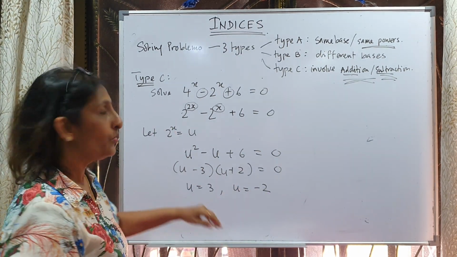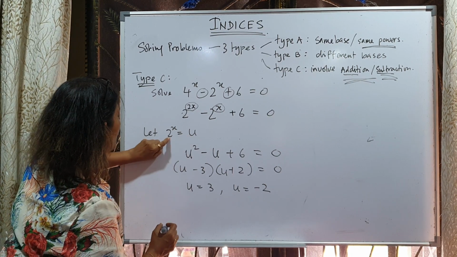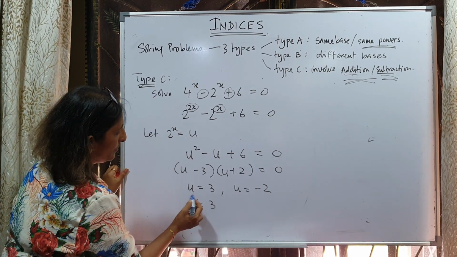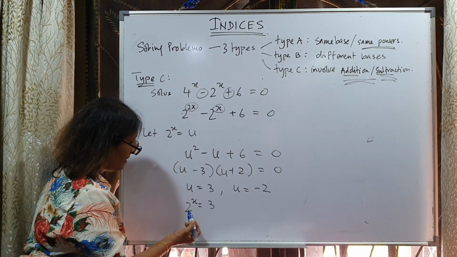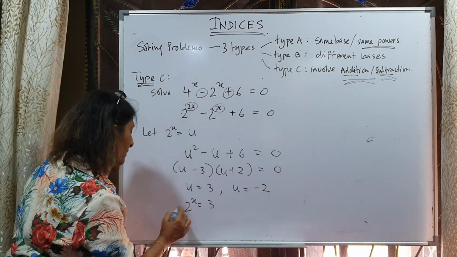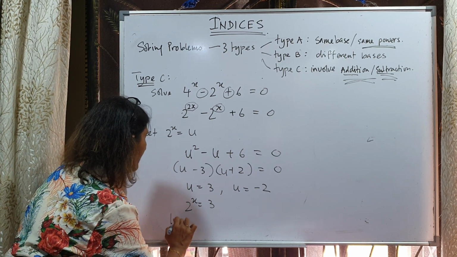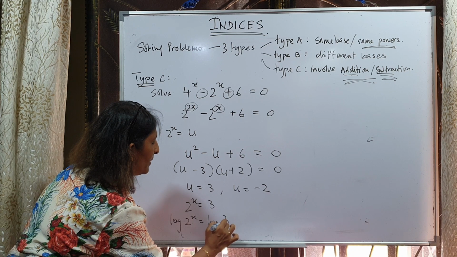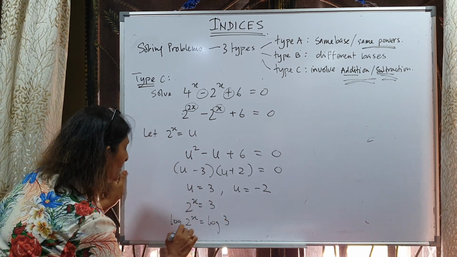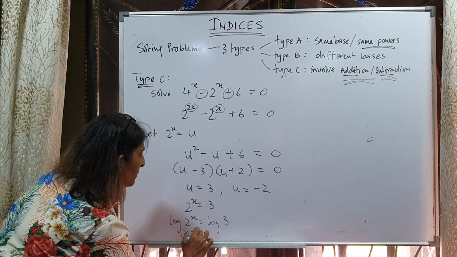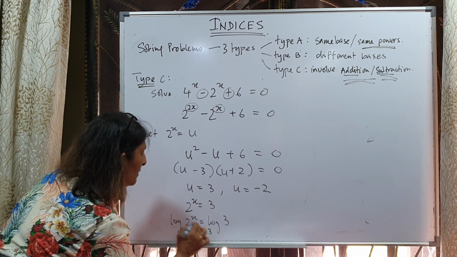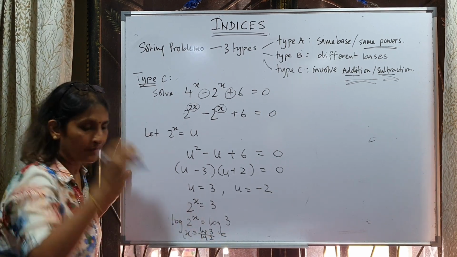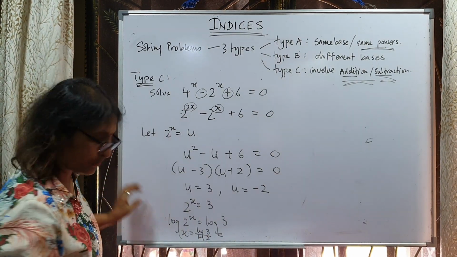Once you have u, you substitute back. u is 2 power x, put back here, and you need to find x. What do you do here? You cannot change 3 to base 2. So the only thing we can do is log both sides and do it as we did earlier. So we find x. x equals log 3 divided by log 2. And then you get an answer. Log 3 divided by log 2 is 1.580.